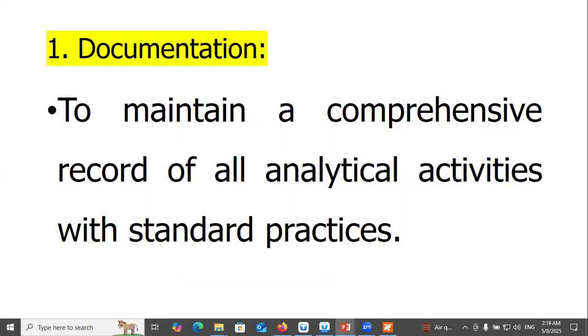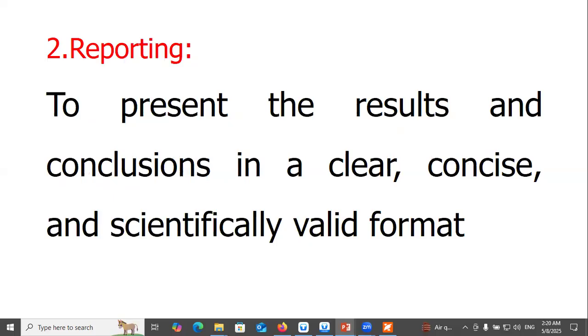Documentation: to maintain a comprehensive record of all the analytical activities with standard practice. Reporting: to present the results and conclusion in a clear, concise, and scientifically valid format.